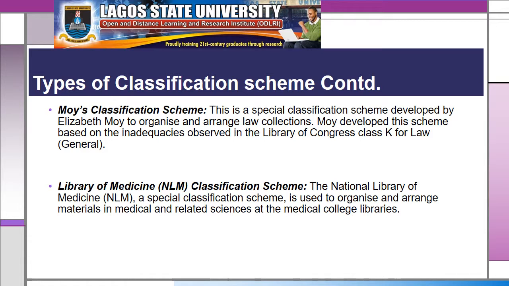There are other types which include Moyse classification scheme. The Moyse classification scheme is used for law collection. The Library of Medicine classification scheme is a classification scheme that is used in medical libraries.